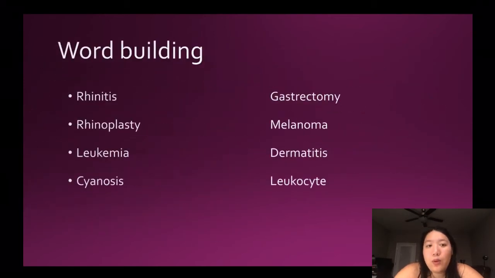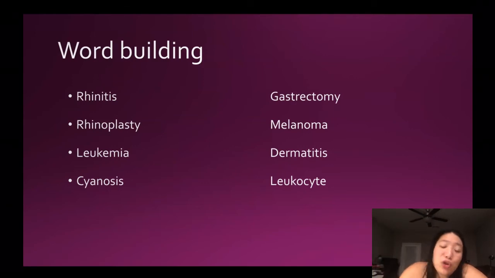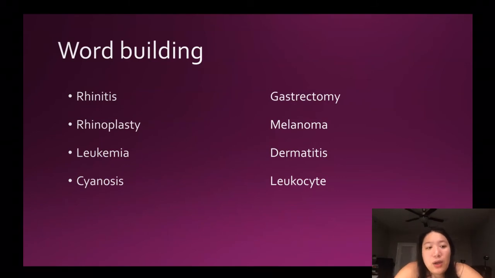So here are some of the words that I came up with, using the list that I just mentioned. For example, there's rhinitis: itis is the inflammation of, and rhino is the nose, so inflammation of the nose. And then rhinoplasty: plasty is a surgical repair and rhino, of course, is the nose. The o is just the combining letter. So, surgical repair of the nose.